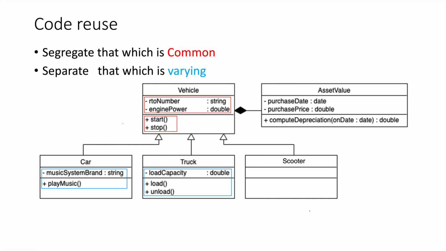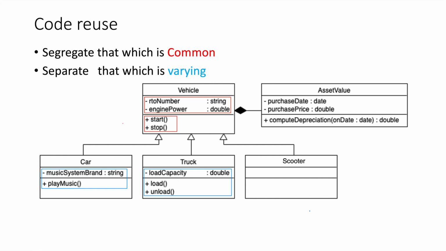But having a music system brand is a proprietary property of a car, and that is where we find every class has certain properties or features which are proprietary to that class, which are described in that class itself, and there are certain features or properties which are inherited from a base class. For example, RTO number, engine power, start and stop are inherited features from the base class, whereas in addition, car also has its proprietary features. Truck also has, in a similar way, which we can understand exactly in the same way.